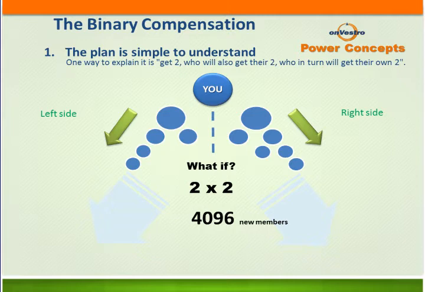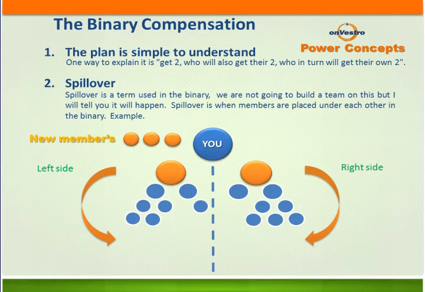Well, that's why we're building the compensation that we have, the binary compensation, which is absolutely huge. We took the best of the best from the compensations, and here you're starting to see that. The first part is very easy to understand: two go out and get two, go out and get two.